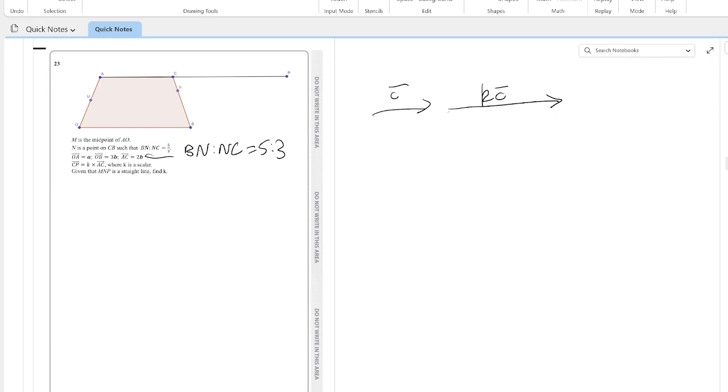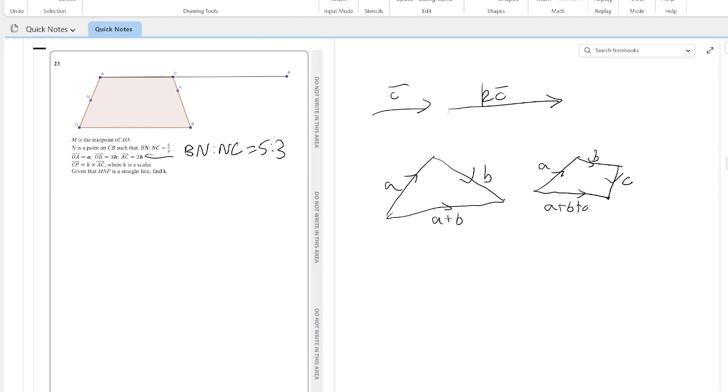And the second thing you need to know is that if you have A and B, then this is A plus B. Similarly, if you have something like this, A, B, C, then this resultant vector is A plus B plus C. And with that, we can now begin our vectors question.